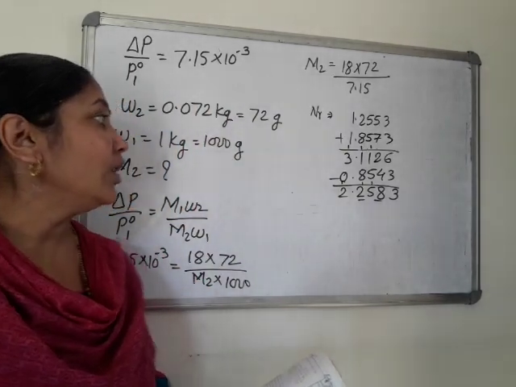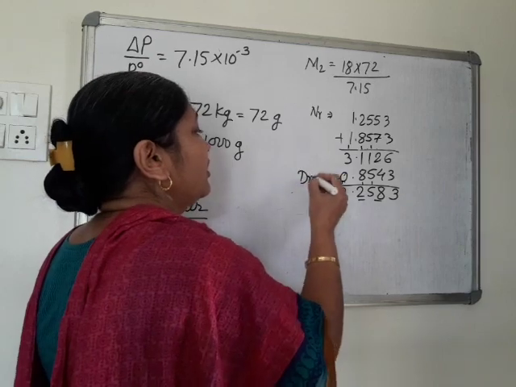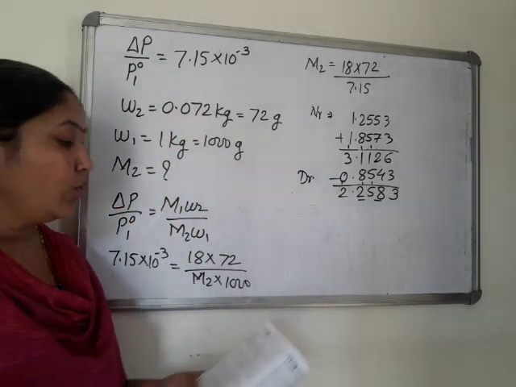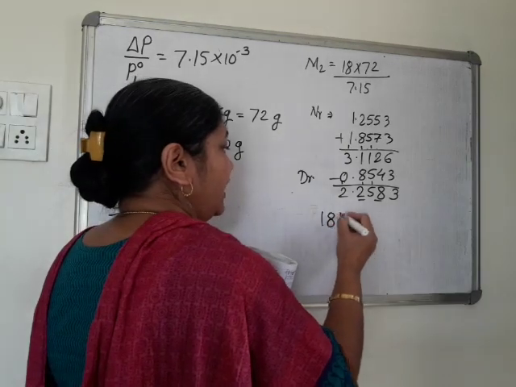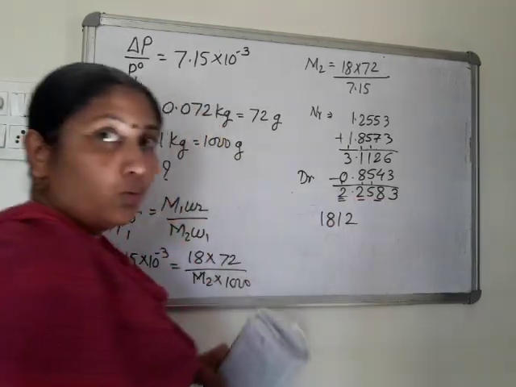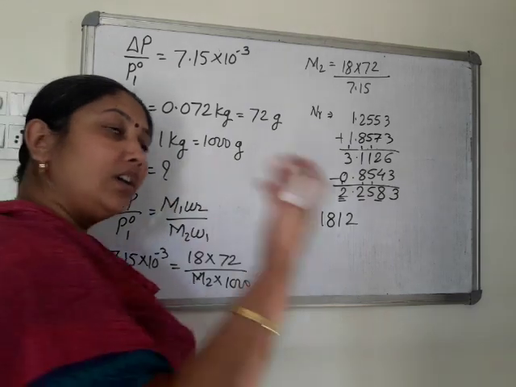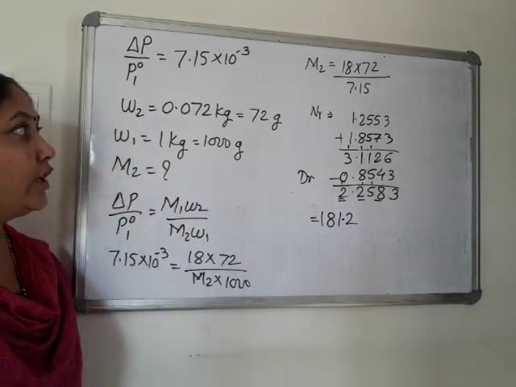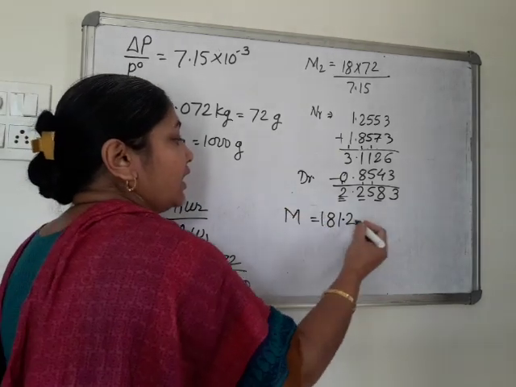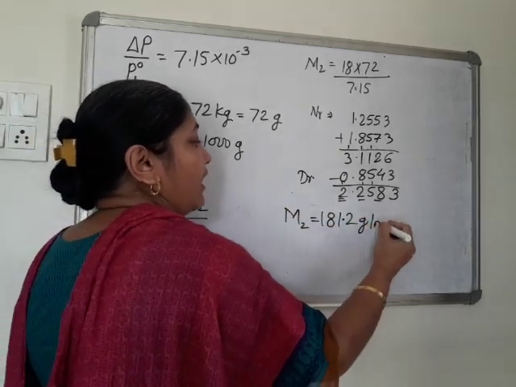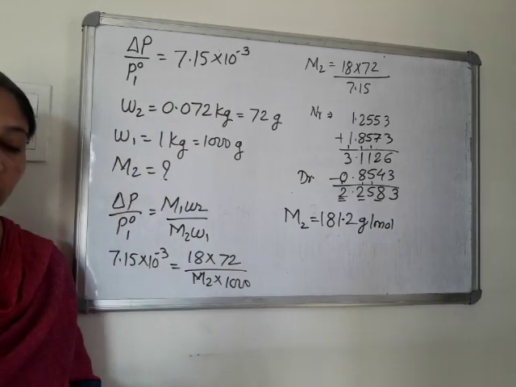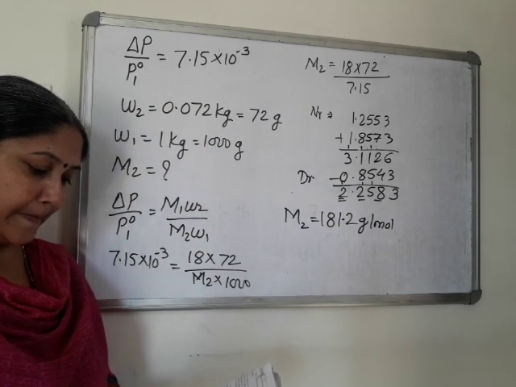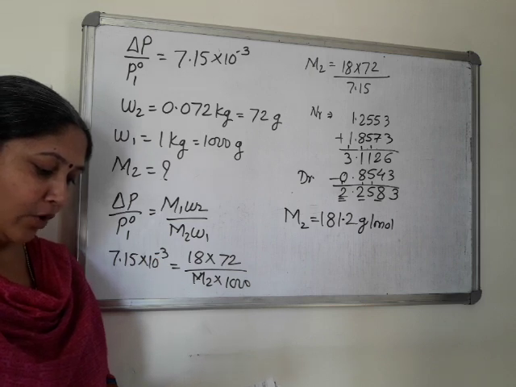Yes, correct it is now. What is its antilog? 2583 gives 1812. Characteristic is 2, so we have to give decimal after 3 digits. So it is 181.2 unit gram per mole. This is M2. Okay, next question.